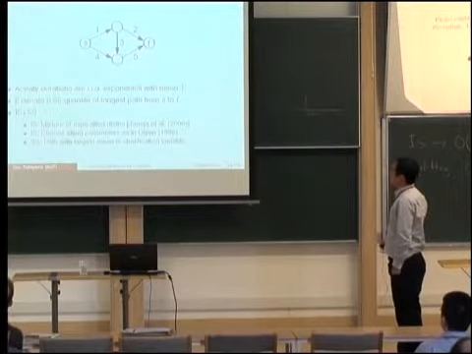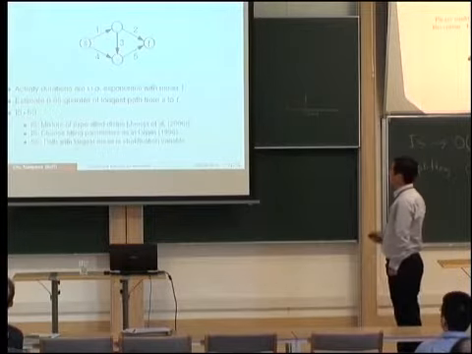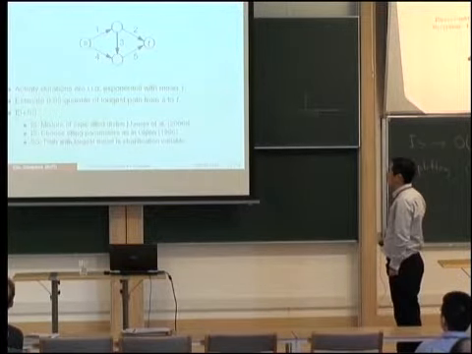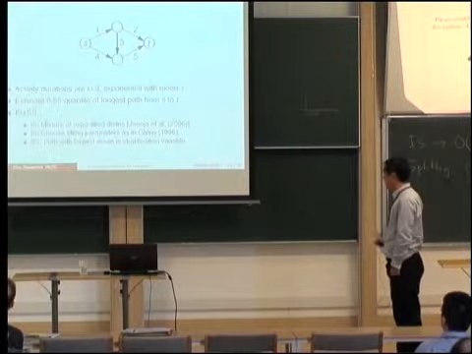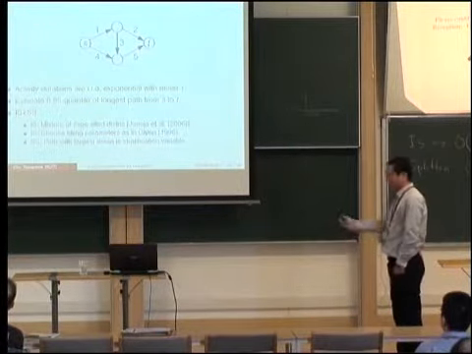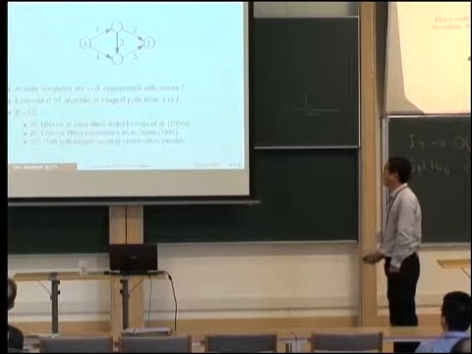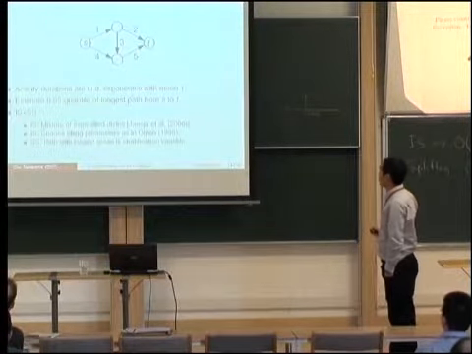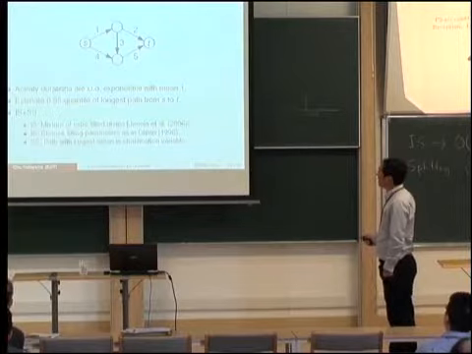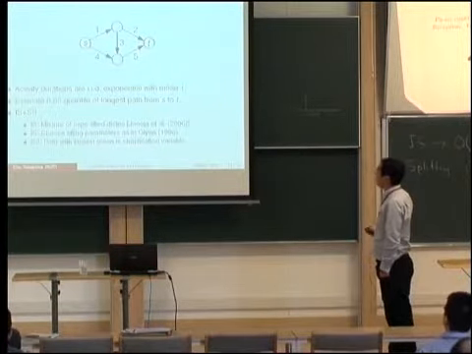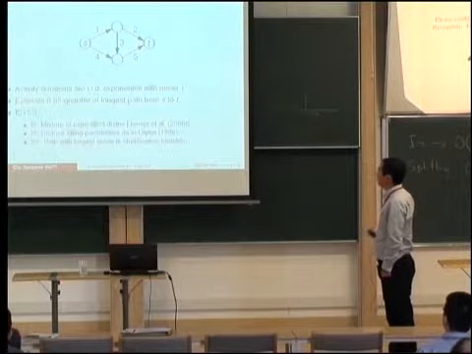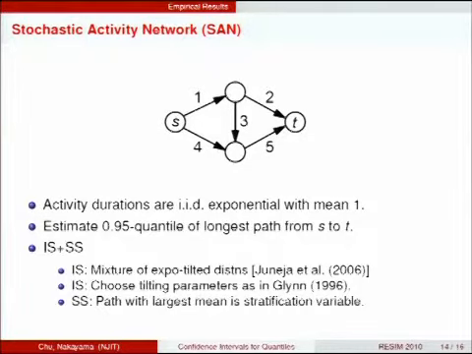The first thing is, how do we actually apply importance sampling on this problem? The way that we apply importance sampling is that we used a mixture of exponentially tilted distributions. This was basically using an idea that Sandeep had proposed with others in a paper. There are 3 paths in the network that go from S to T. We can take 1, 2, we can take 1, 3, 5, or we can take 4, 5. So there are 3 paths through this network.